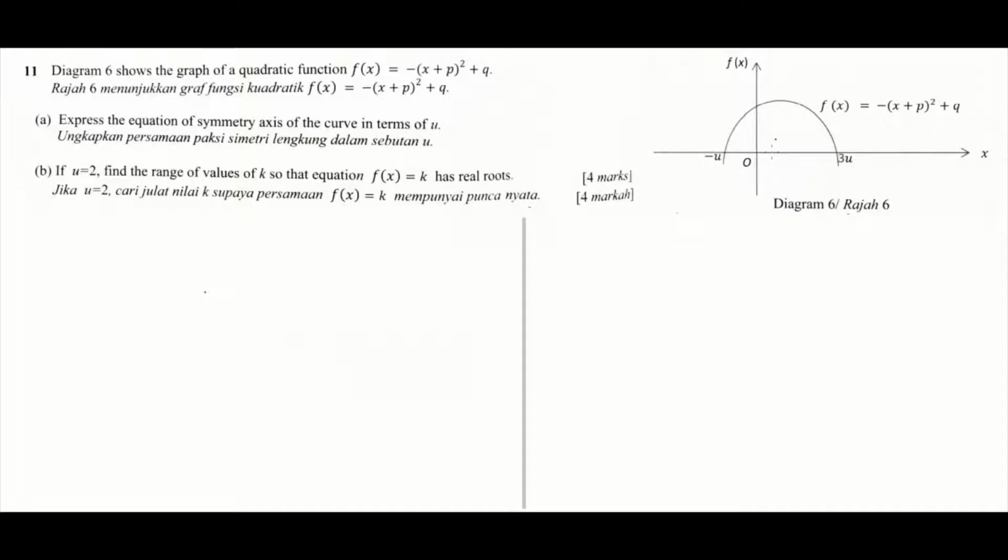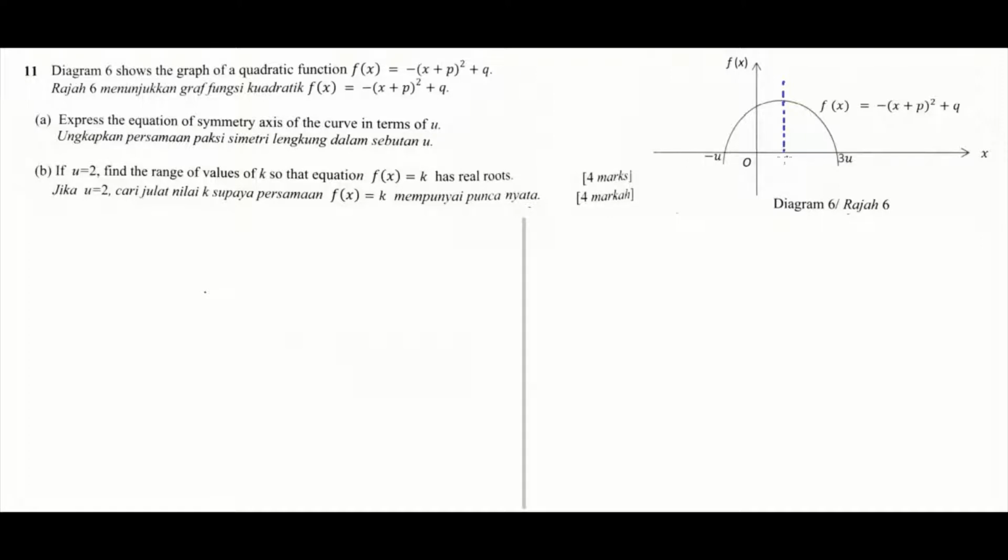So where is the symmetry axis? It's a line that divides your graph into two equal halves. It is always a line parallel to our y-axis. So for me to find the equation of this straight line, it is going to be x equals something, and the something is going to be the x coordinate here.